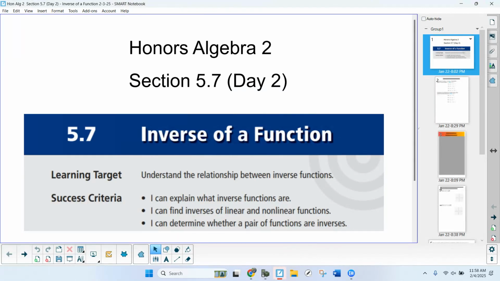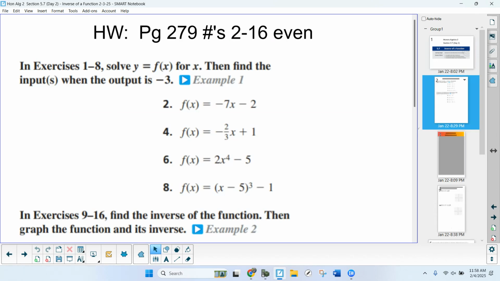Alrighty, so again, on your homework yesterday, were there any major questions? Anything that you guys needed? This was yesterday's assignment. First, you had to solve for x, and then you had to find the value when the output is -3. Any questions there?